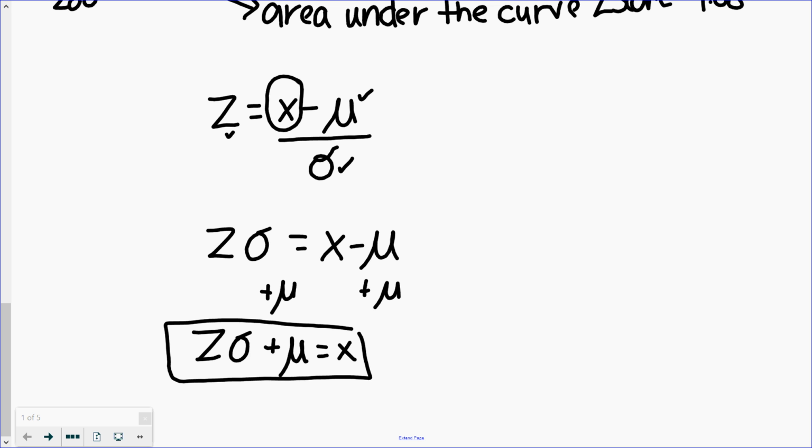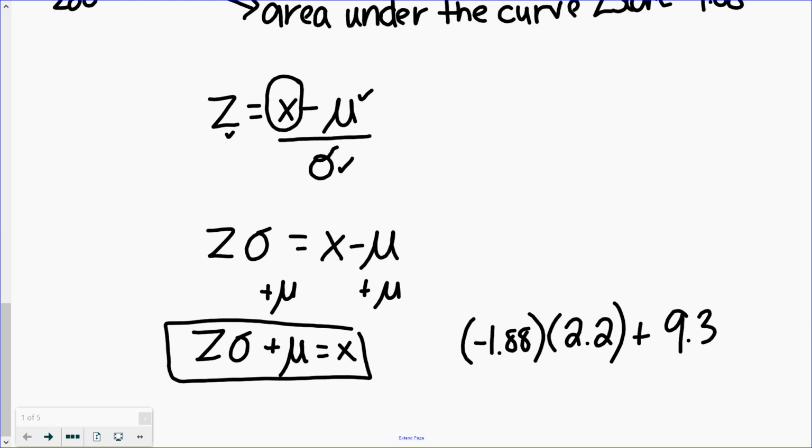Now I can substitute the values in. z was equal to that negative 1.88. The standard deviation was equal to 2.2, I believe. And the mean was 9.3. And so if you punch that all in, I believe we get 5.16 something like that years.